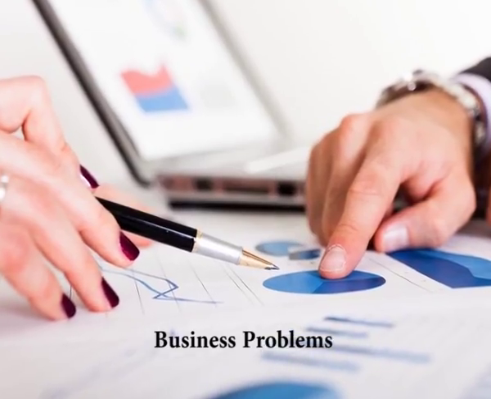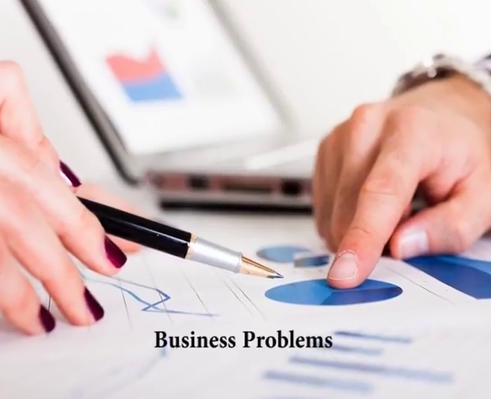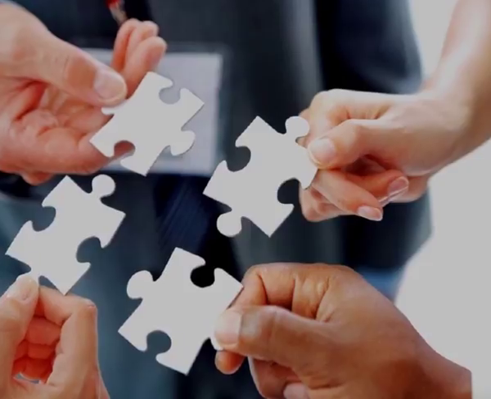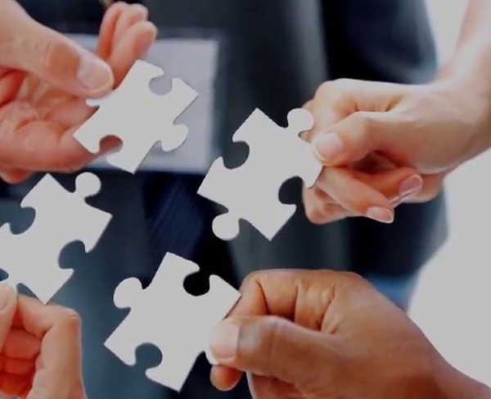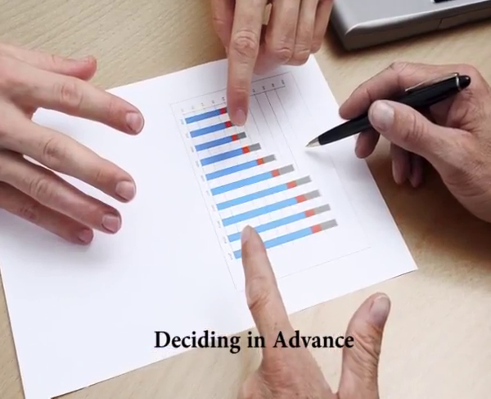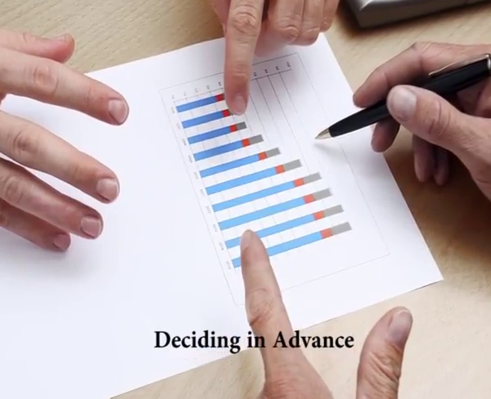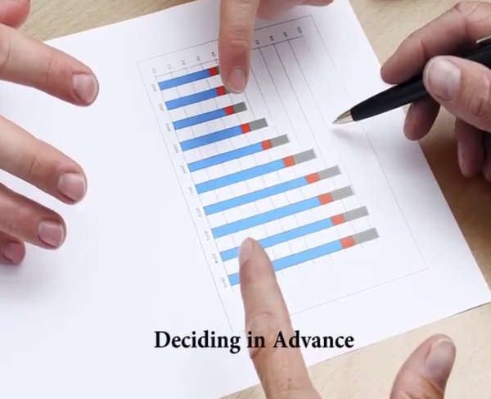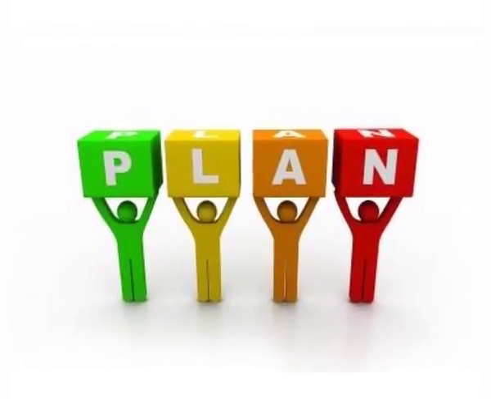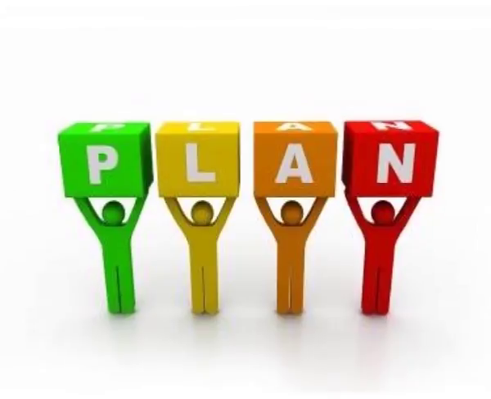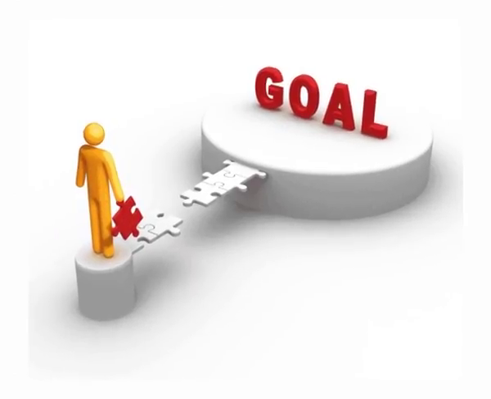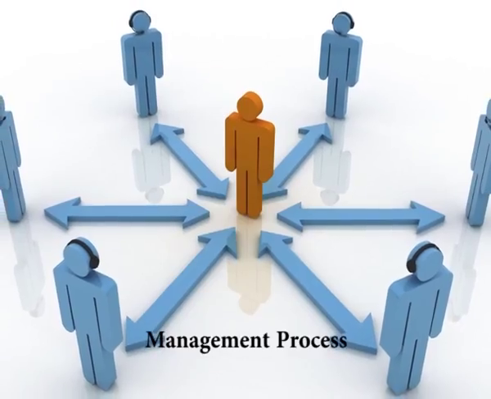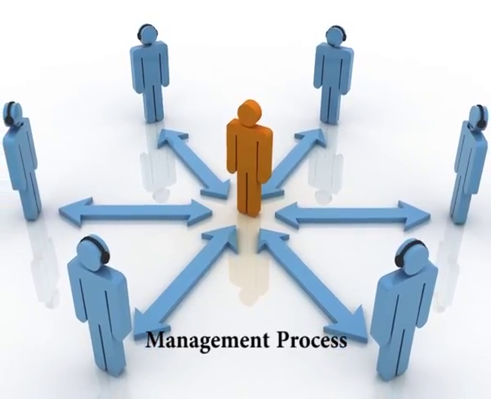In planning, various business problems are studied, decisions are taken regarding the future course of action, and business activities are adjusted accordingly. Thus, planning clearly means deciding in advance the objectives to be achieved and preparing plans or programs for achieving them. In other words, planning is the process of foreseeing desired objectives, anticipating problems, and developing solutions. It also serves as the core of the whole management process.